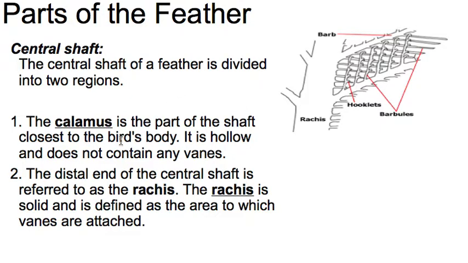The first part of it is called the calamus. This is the part that's closer to the bird's body. It's hollow and it doesn't contain any veins, and I don't mean like a blood vein. That's not what we're talking about with this term vein. The distal end of the central shaft is referred to as the rachis, which is solid and is defined as the area which all the veins are attached to.